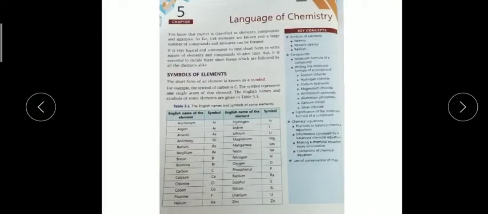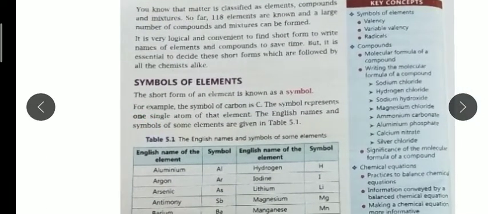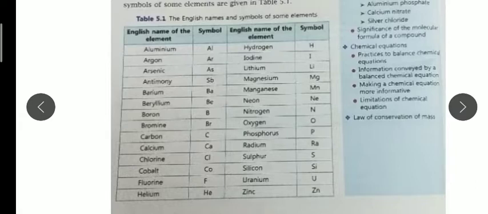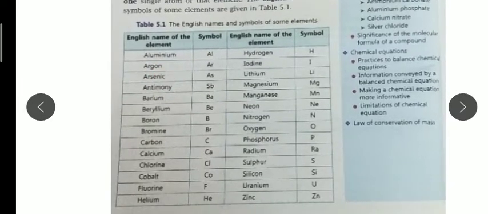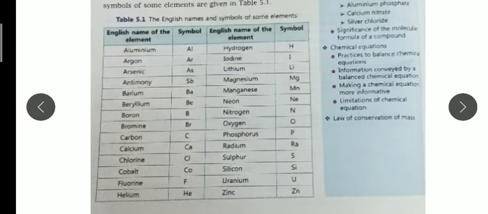So you all know there are 118 elements present in the modern periodic table, and each element has a symbol. So you can see here in the table 5.1, each element, their name is given, their English name is given, and their symbol is given. So you can see in these columns.